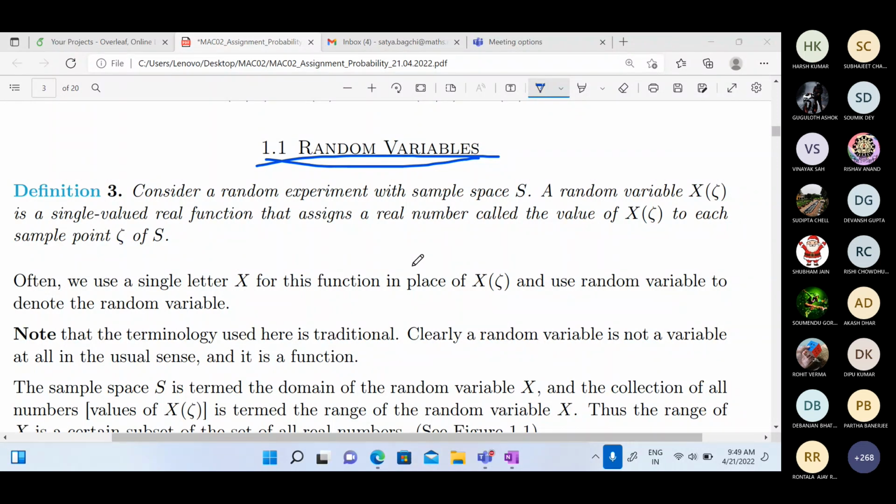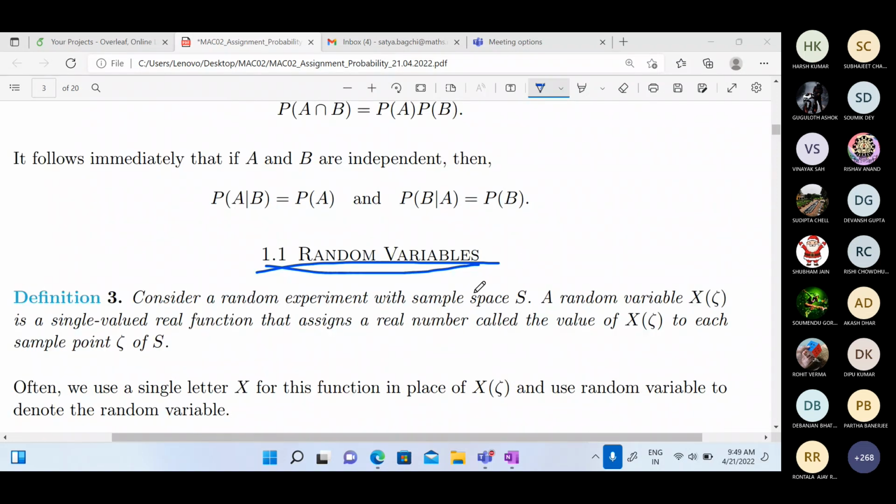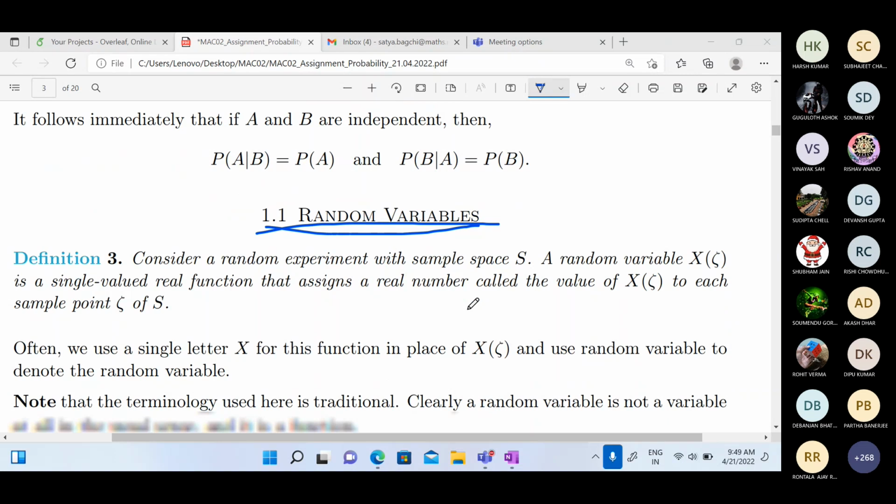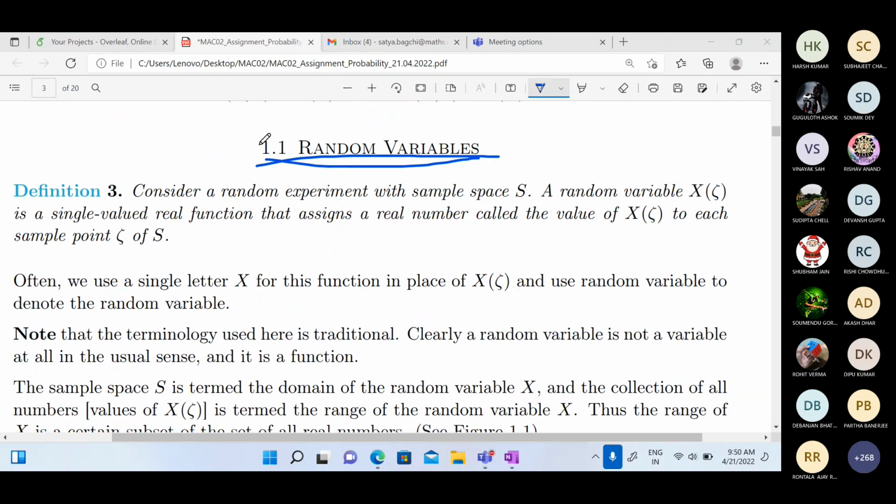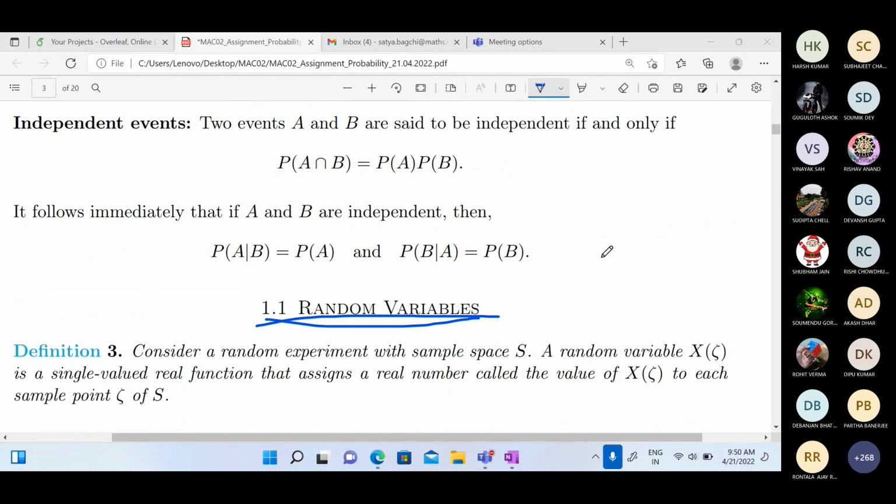The next class will start from random variables. Those who know, then fine. Those who don't know, that is also fine. I am going to discuss, and my assumption is that you don't know this, so we'll try to discuss one by one what it is and how to use it. The nice thing is that what we discussed in these two classes is the difficult part in probability. The remaining part is not difficult; you only need to remember some formulas and solve some problems.